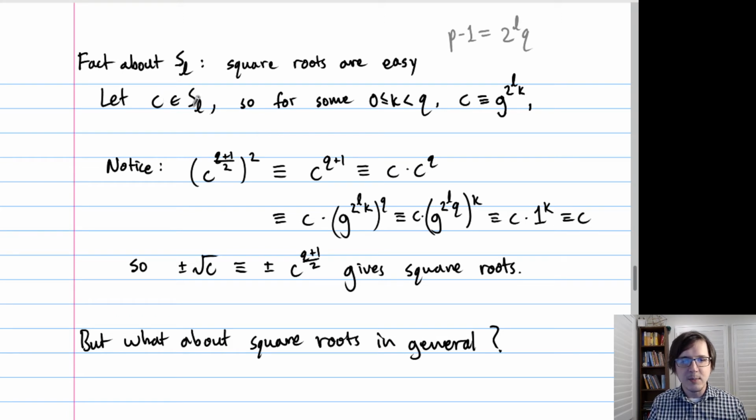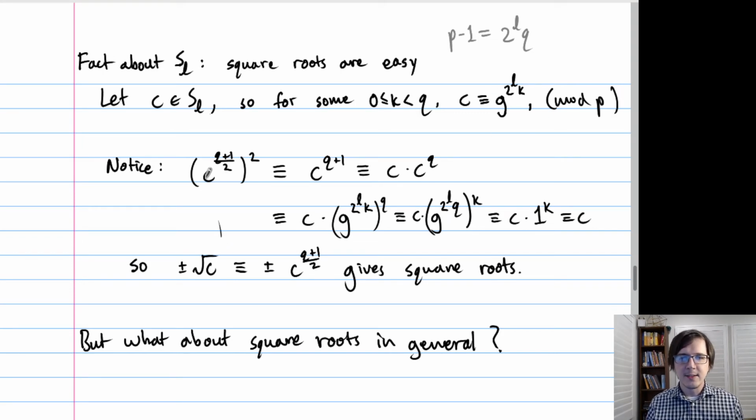So let c be in S_L. Then by our previous characterization of S_L, we know that there's some k from 0 through q, where q, remember, is the quotient of p minus 1 by 2^L, and c is g^(2^L k) mod p. So we can write c in this way.